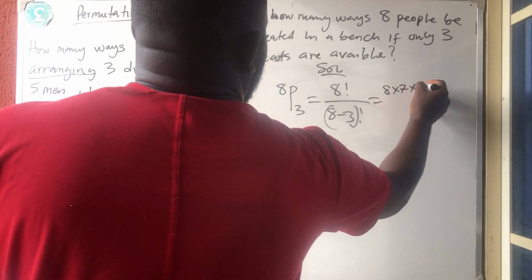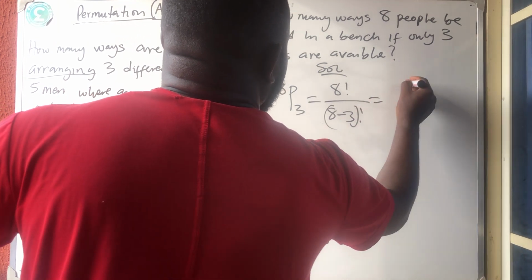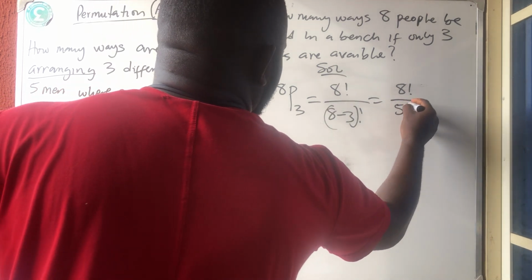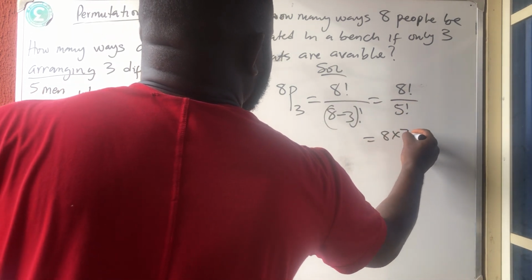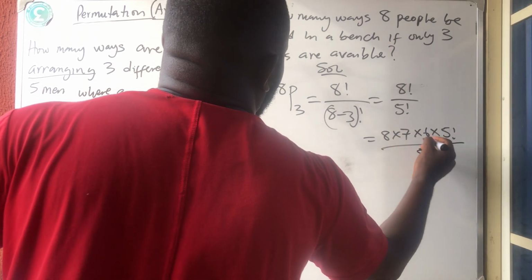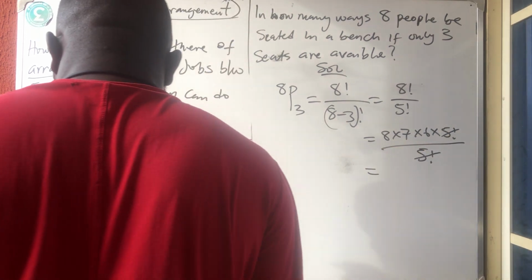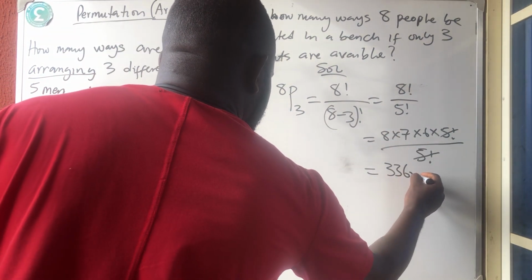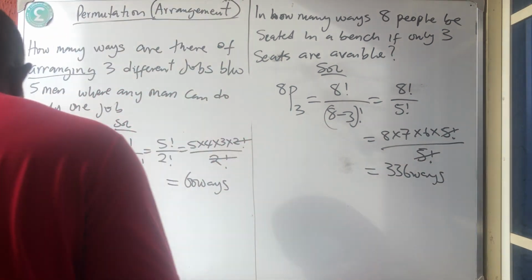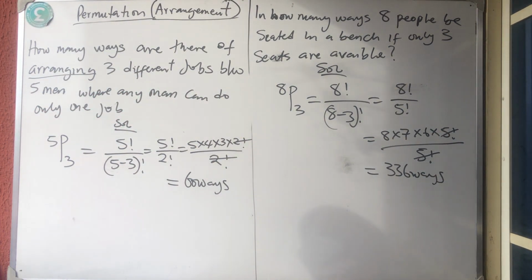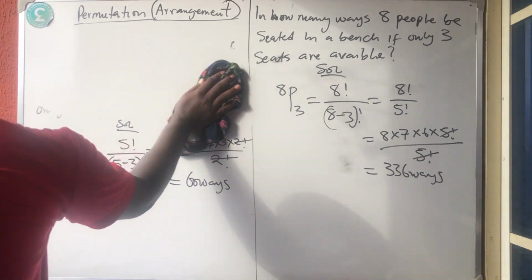So 8 factorial all over this minus this is giving me 5 factorial, which is 8 times 7 times 6 times 5 factorial all over 5 factorial. 5 factorial takes care of 5 factorial. I'm left with 8 times 7 times 6, which is 336 ways. Okay. The next question.